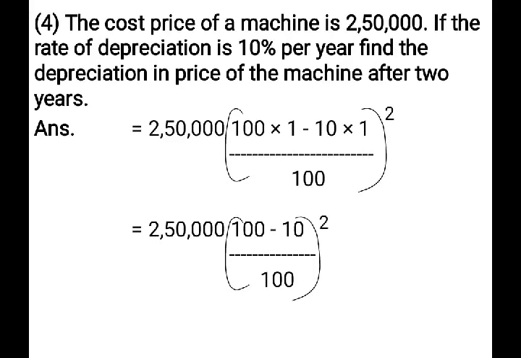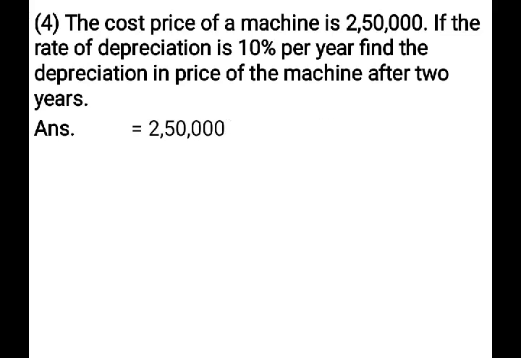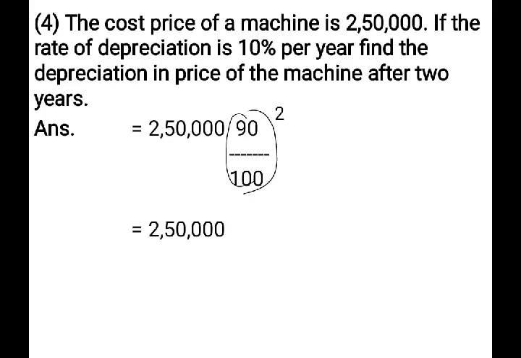Next step, you have to subtract the numerator in bracket. That is equal to 2,50,000, 100 minus 10 how much? 90 upon 100 raised to 2. 90 upon 100, you have to write in multiplication form 2 times because index 2 is there. So next step, write all this in multiplication form. That is equal to 2,50,000 multiply by 90 upon 100 multiply by 90 upon 100.